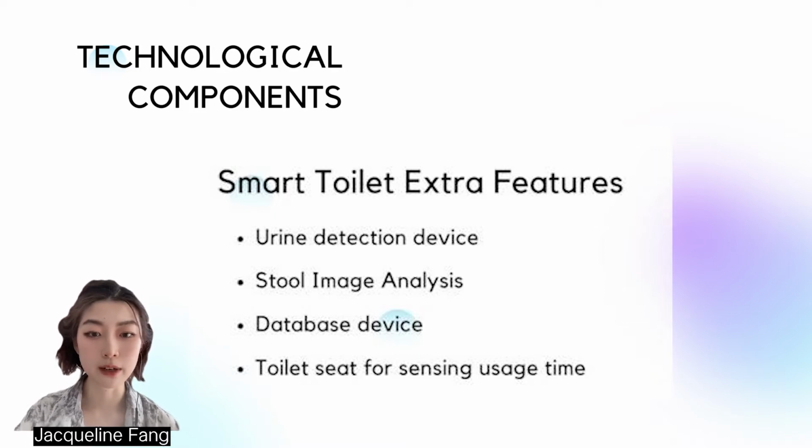Under the technological components, we will summarize our main features. Firstly, there is a urine detection device, an image analysis feature for stool classification, a database for storing information, and a toilet seat with bidet and heating functions. Our smart toilet sets us apart from competitors due to our integration with healthcare and the additional ability to analyze biometrics for health monitoring purposes.